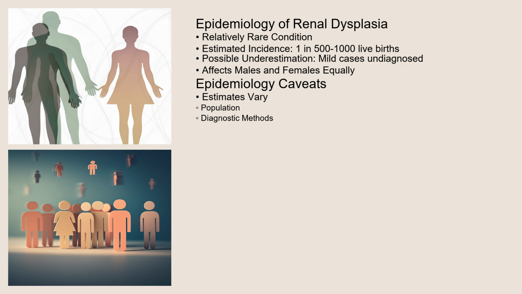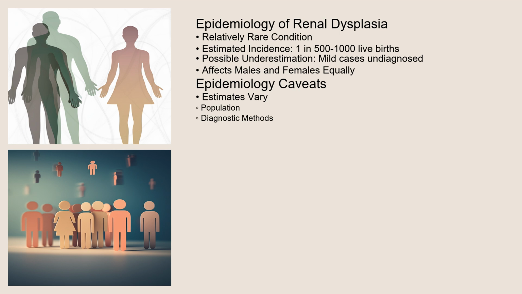When we talk about how common renal dysplasia is, we're entering the realm of epidemiology. Renal dysplasia is considered a relatively rare condition. It's estimated to occur in about 1 in every 500 to 1,000 live births. However, the true prevalence may be underestimated, as mild cases can go undiagnosed. It affects males and females relatively equally. It's important to remember that these numbers are just estimates, and the actual incidence can vary depending on the population and diagnostic methods used.